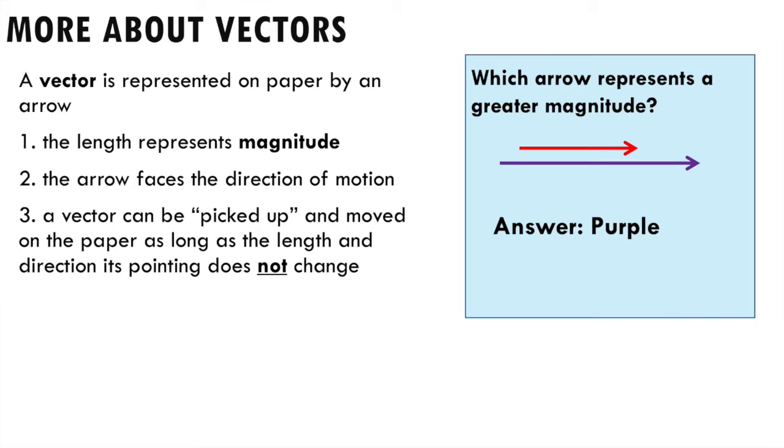The third thing is a vector can be essentially picked up and moved on paper as long as the length and the direction it's pointing does not change. So for instance, I could take these red and purple arrows and move them anywhere on the screen. As long as they're still pointing to the right like they originally are, then they're the same. What this really comes in handy for is when you're working out problems, and if you're drawing all of them out, you can draw them in your list of vectors in any order and you'll get the same answer.